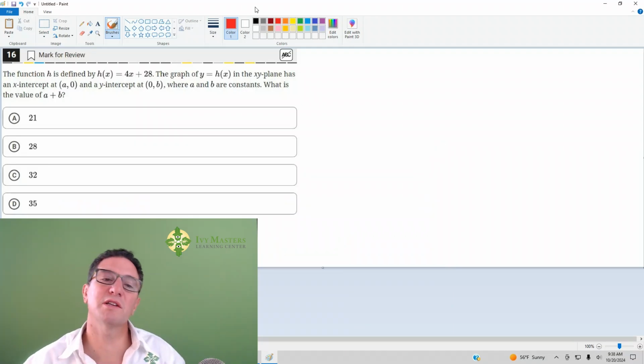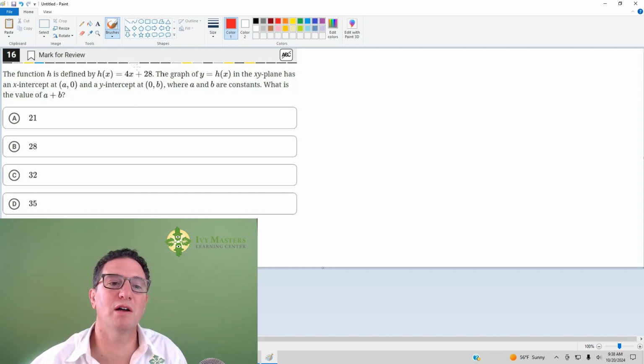There's a 16th question from Digital SAT Test 3 Module 1. Number 16 gives you a function, and then it gives you the x-intercept (a, 0) and the y-intercept (0, b). It's looking for the value of a plus b.